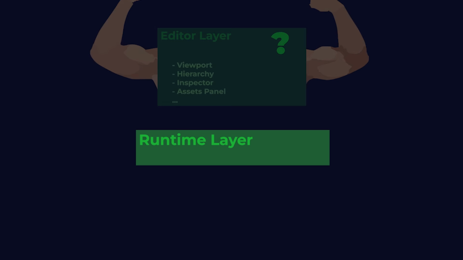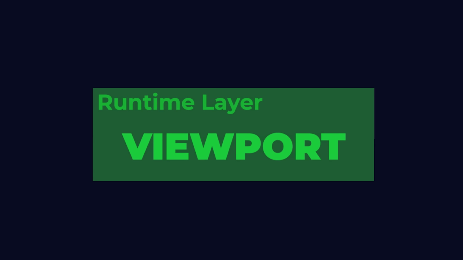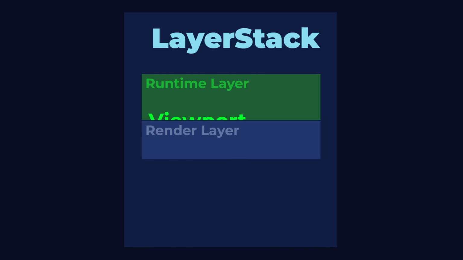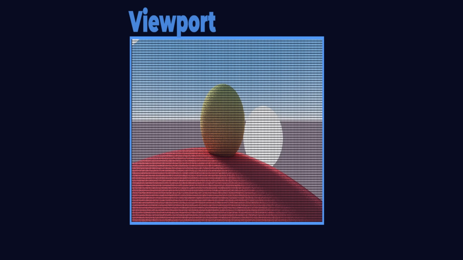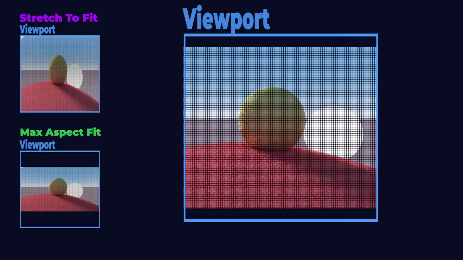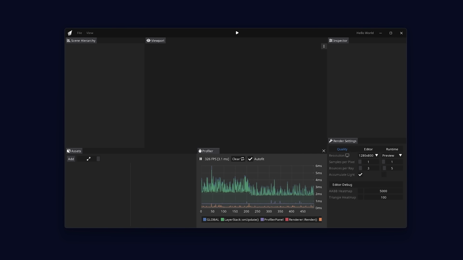No panels, no fancy buttons, just one big viewport. It will listen to the new frame rendered event, which the render layer produces, and stretch the texture to fill the entire window, similar to how the Viewport Panel does this. Now, this doesn't sound very difficult, does it? So what's the catch? Let's look at the ideal workflow.